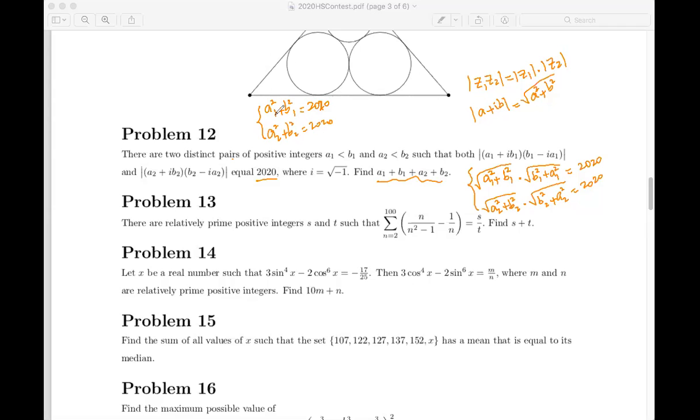Well, that means we write 2020 as a sum of two squares. Can we write 2020 as a sum of two squares? Well, 2020 is divisible by 20. It's 20 times 101, right? And this itself is 5 times 4 times 101. If we could write 5 as a sum of two squares, which we can, just as 4 plus 1, leave the 4 out, and 101, which is clearly 100 plus 1.